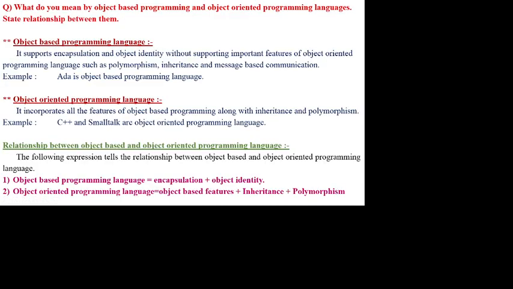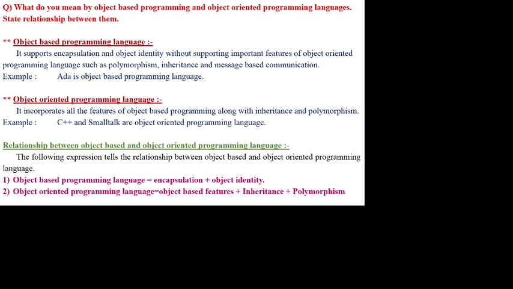Then, what do you mean by object based programming and object oriented programming language, and what is the relationship between them? In the last discussion we learned that object based programming supports encapsulation and object identity without supporting important features of object oriented programming such as polymorphism, inheritance, and message based communication. For example, ADA is an object based programming language. An object oriented programming language incorporates all features of object based programming, and new concepts such as inheritance and polymorphism are also added, so C++ and Smalltalk are examples of object oriented programming languages.